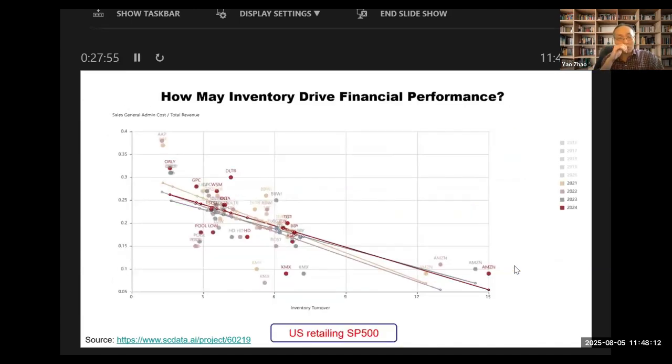Now, the second thing I want to share is that inventory for some industries actually has a significant impact on the financials. Let's say we use US retailing, S&P 500 companies, as an example.